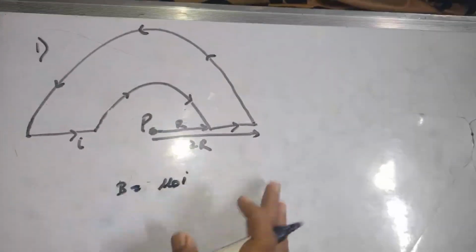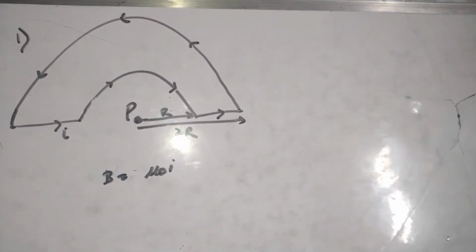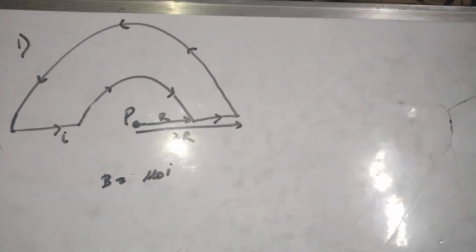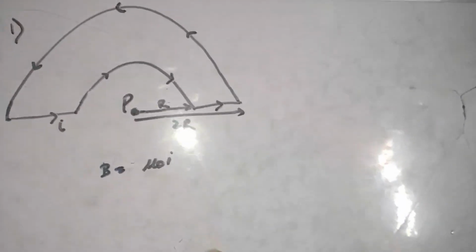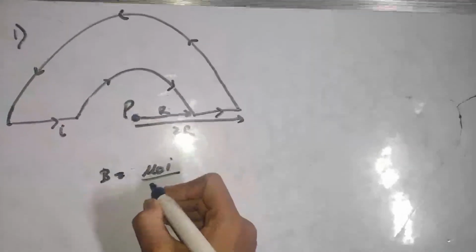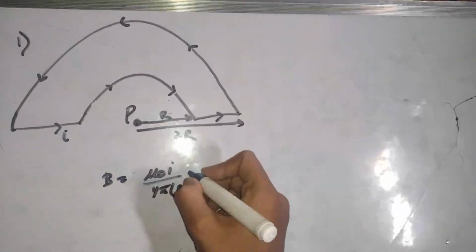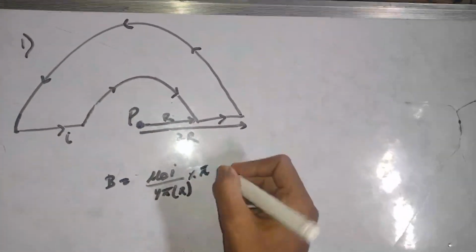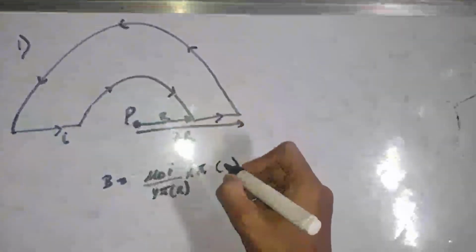mu naught. We know that magnetic field by any arc of angle theta is mu naught I upon 4 pi r into theta. So we will use the same formula. So for this semicircle, it would be mu naught I upon 4 pi, and radius is r, and theta would be pi, and this magnetic field will be inside.